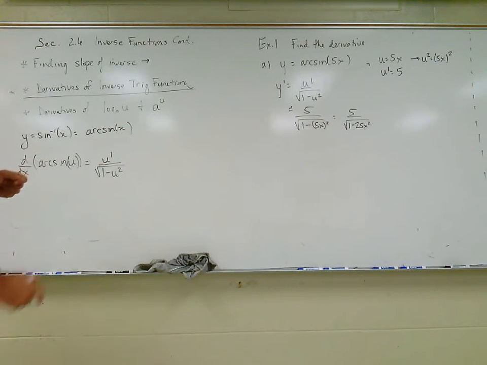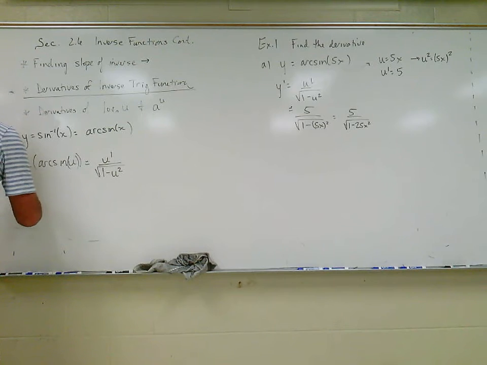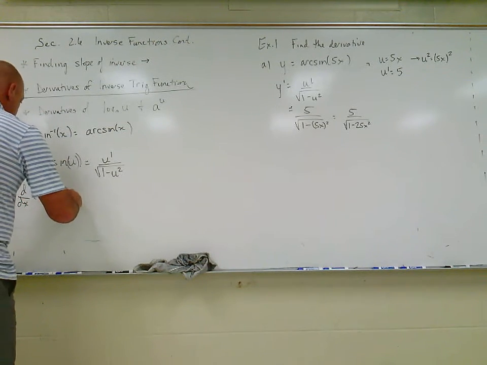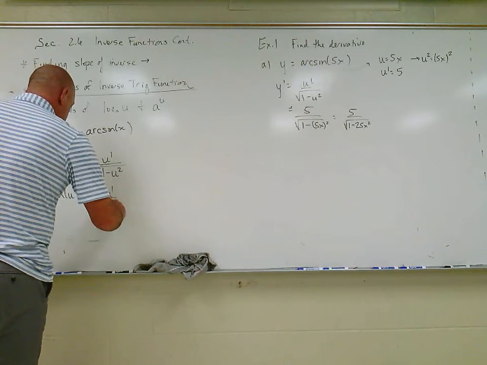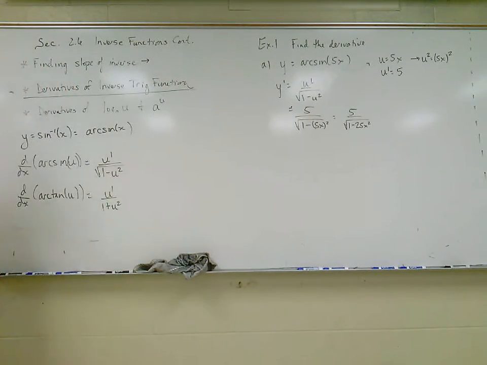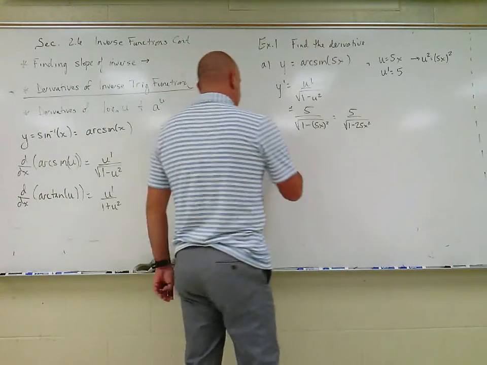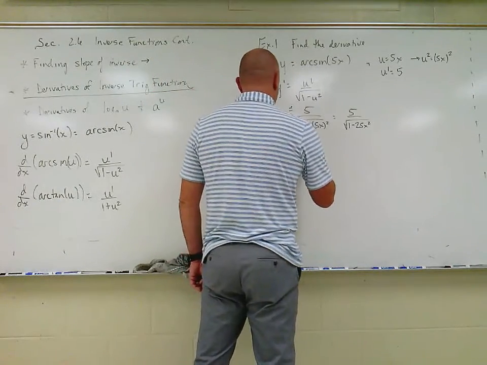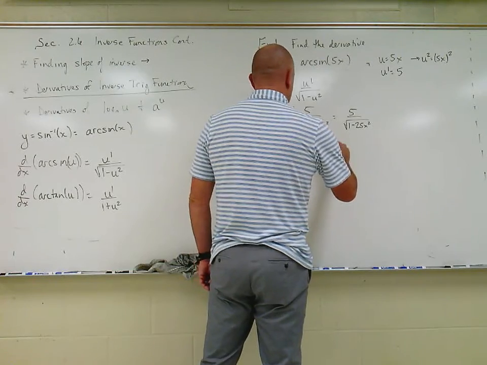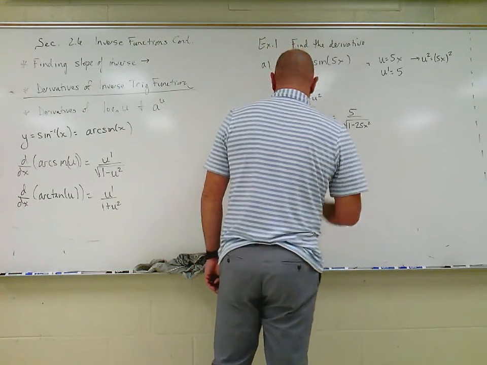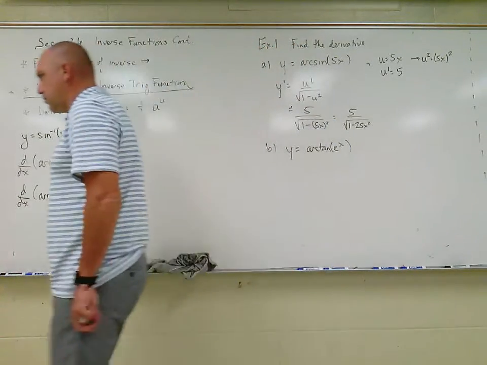All right. Then there's arc tangent of u. That derivative rule is u prime over 1 plus u squared. There's no square root in the bottom. Okay. So say we had arc tangent of e to the x, and we had to find the derivative.